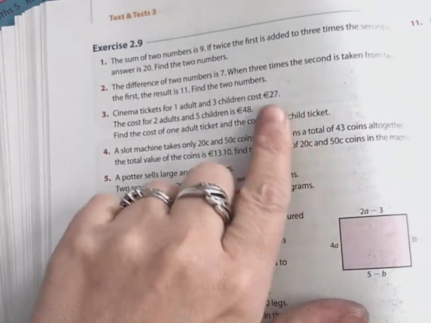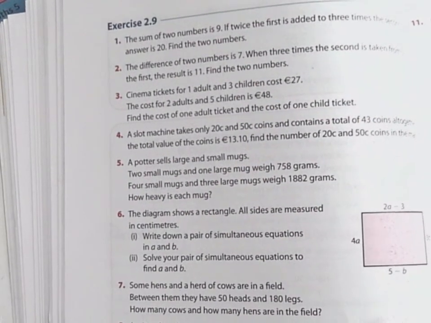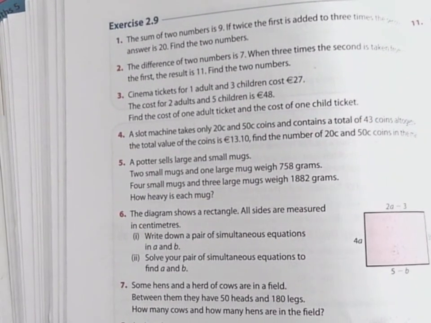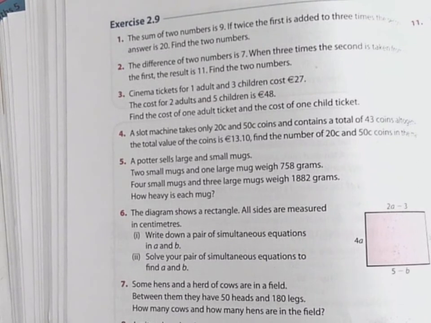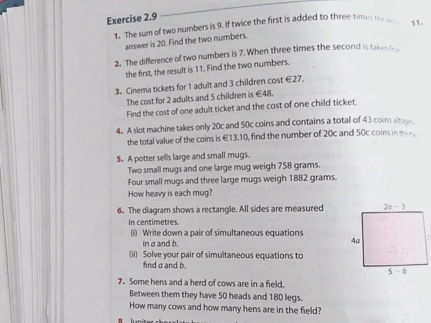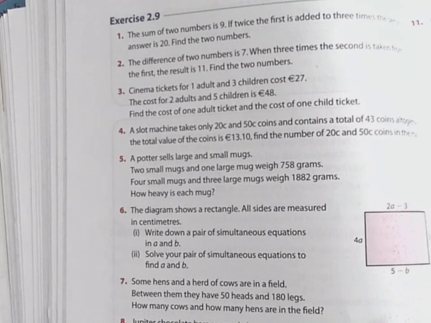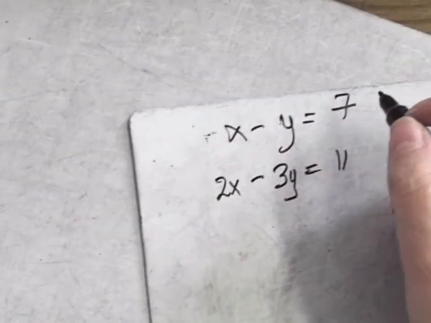Second bit. 3 times the second number. So 3 times the second number is what? 3y. Is taken away from, so you took it away from twice the first number. What's twice the first number? 2x. The answer is 11. Okay? So I'll move that out of the way and I'll put that back in there.